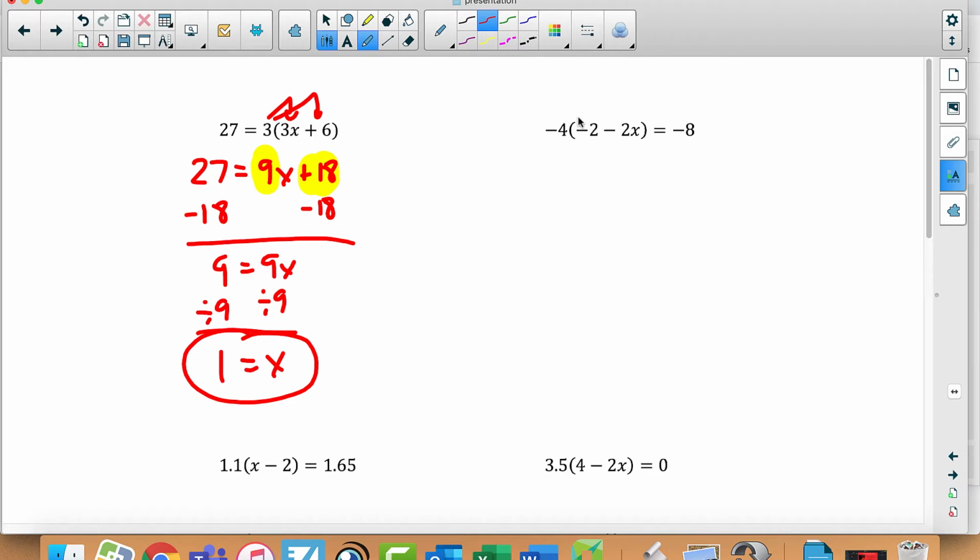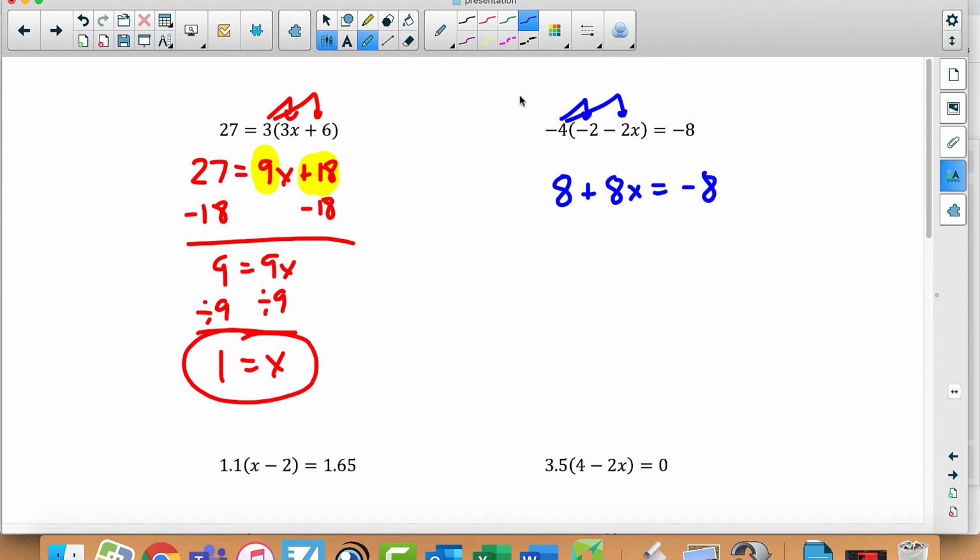Okay, lots of negatives in this one, but it really doesn't make a difference. You're going to expand, use the distributive property. Negative 4 times negative 2. Well, 2 negatives make a positive, and 4 times 2 is 8. You don't need to put positive 8, you can just put 8. Now, negative 4 times negative 2x. Again, we have a negative times a negative, which is a positive, and 4 times 2x is 8x. And then we have negative 8.